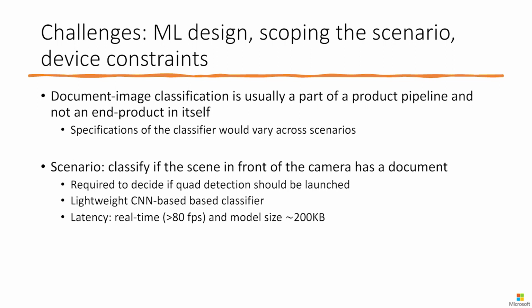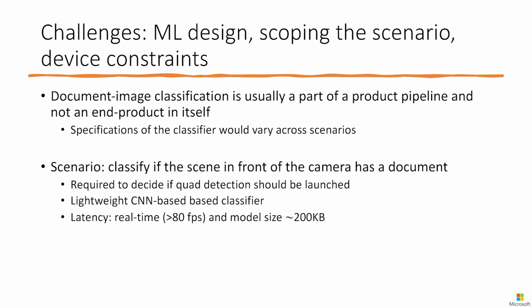One thing with document image classification is that most of the time it is not an end-to-end scenario in itself. It is part of the whole pipeline, in which document classification comes in maybe at the start or in the middle. So the classifier specifications, like how big the classifier should be, at what rate the classification should happen, and what the latency is, would all vary.